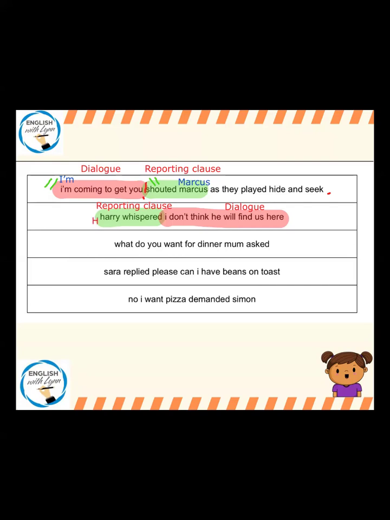So let's come back to the punctuation of the dialogue. So I need to have, first of all, inverted commas around what is being said. So the bit that is spoken is, I don't think he will find us here. So I need to put inverted commas at the beginning before the I, and inverted commas after here at the end. Now, I need to remember the next rule, a capital letter at the beginning. So that I, it needs to be a capital letter.